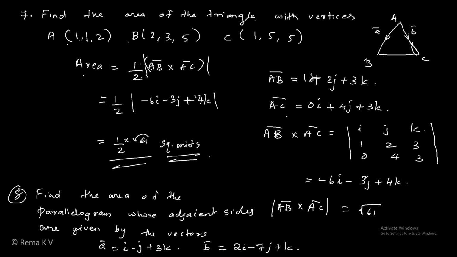So when A and B are the adjacent sides of a parallelogram, what about the area? Area is equal to modulus of A cross B. It is not AB plus BC. Here it is given as vectors A and B. In the last question, vertices are given, not the vectors or the sides, so we are finding the vectors corresponding to the sides. That is why we are writing AB, BC, AC.